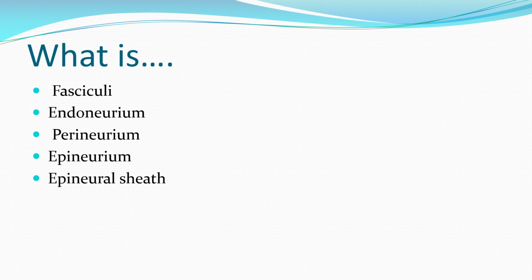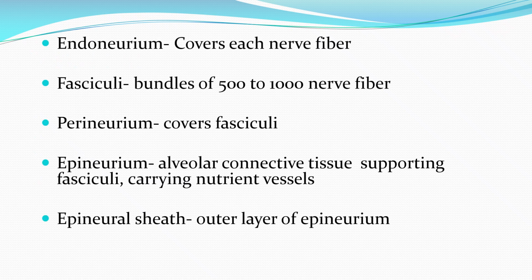So before we move on, you should know the terminologies of a fasciculus: what is an endoneurium, a perineurium, an epineurium, and an epineurial sheath. The endoneurium covers each individual nerve fiber. A fascicle is nothing but a bundle of 500 to 1000 nerve fibers put together. Each individual fascicle is covered by a layer called the perineurium, and the epineurium is a areolar connective tissue supporting the fasciculi, and these are supplied by rich nutrient vessels.